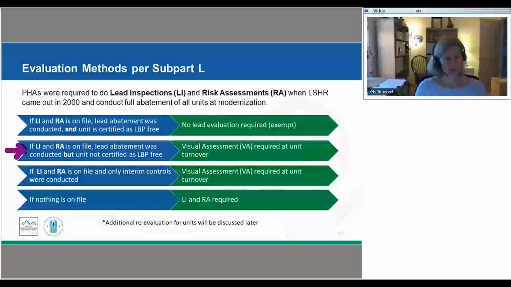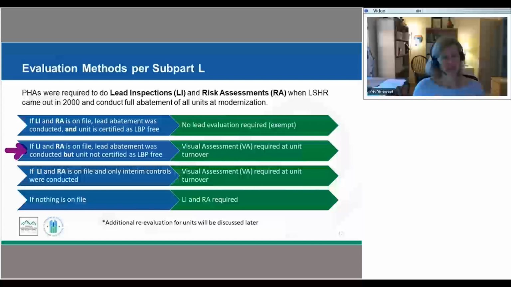If my staff is going through and they've identified deteriorated paint, then we need to be doing interim controls on that deteriorated paint. And the people that are doing that work have been trained in RRP. And so we're doing that work. If the work in the unit is larger than de minimis, then we need to have clearance done on that work. And then we would get a notice of lead hazard reduction activities. That would be part, including the clearance results, and we would put that in the file.